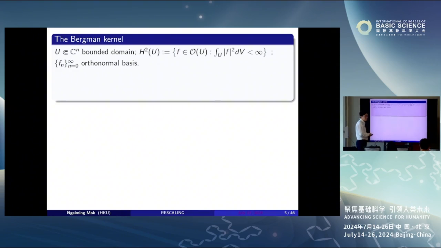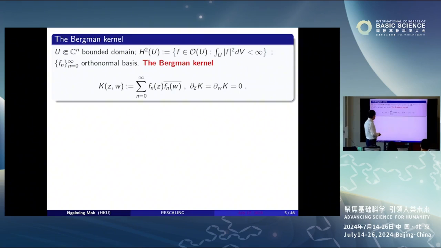Okay, so just a revision on the Bergman kernel. The Bergman kernel on a bounded domain is given by the square integrable holomorphic functions. You choose some orthonormal basis, any orthonormal basis, and then you can write a kernel, K(z,w), by this infinite sum. So this is well known.